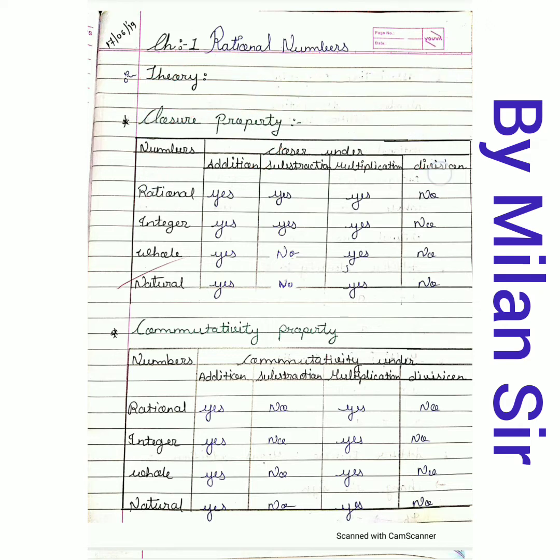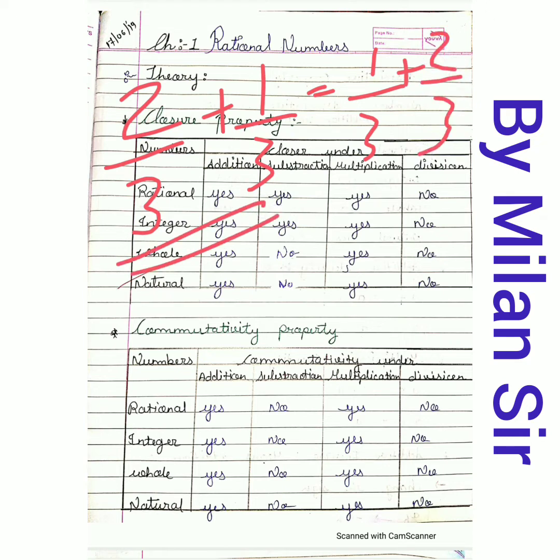Let's take a simple example. 2 by 3 plus 1 by 3 is equal to 1 by 3 plus 2 by 3. Now check this. 2 by 3 plus 1 by 3 is 3 by 3, since the denominator is the same, so 1. Same thing on the right hand side: 2 plus 1 is 3 by 3, the same. We get the same answer, so addition is commutative for rational numbers.